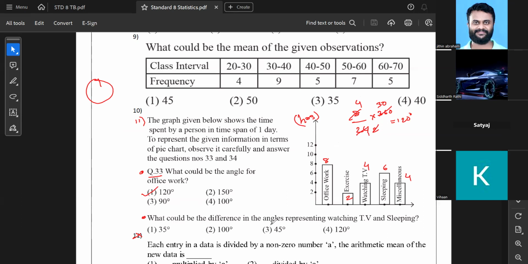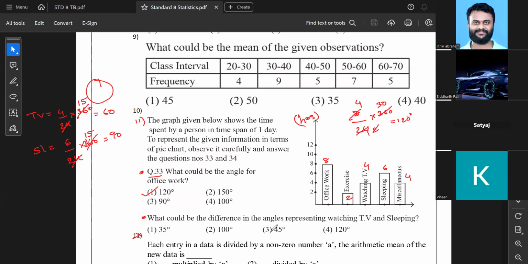Now, the next question is: what could be the difference in angles representing watching TV and sleeping? Watching TV, let's find it: 4 divided by 24 multiplied by 360. When I cancel this, I'll get 15 directly. 15 into 4 is 60. And sleeping is 6 divided by 24 multiplied by 360, so 1/4 of 360, that is 90. But sir, then the difference is 30.